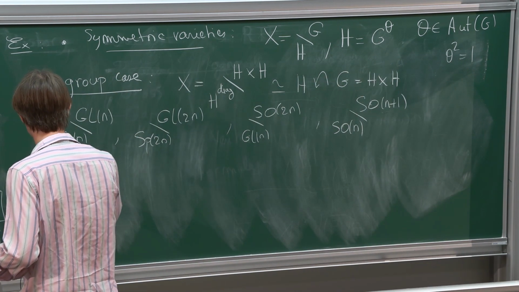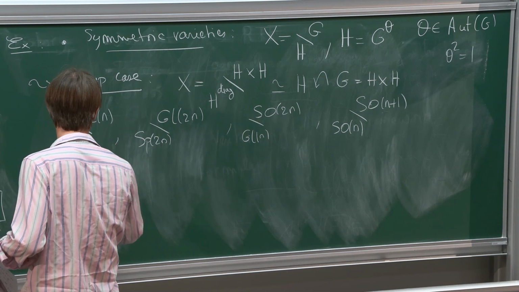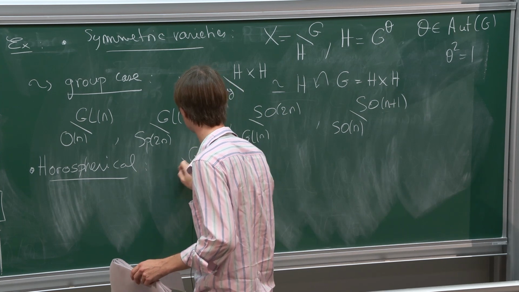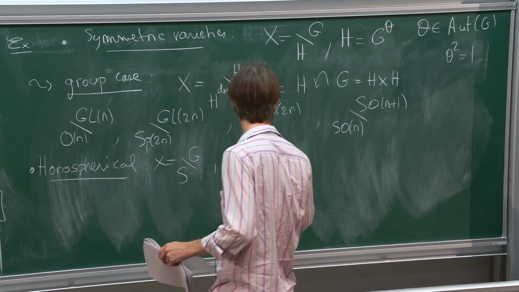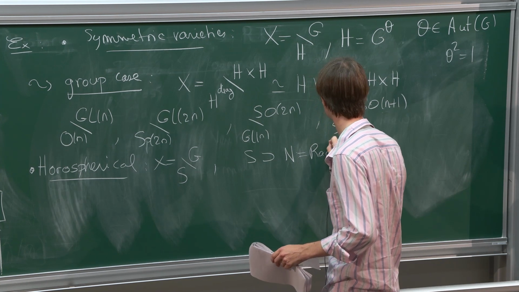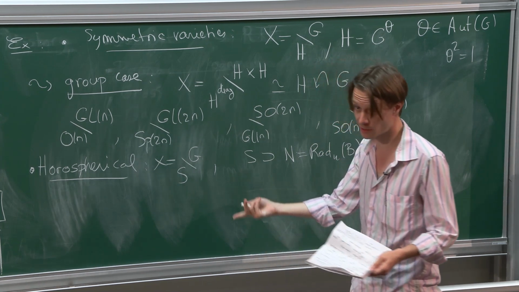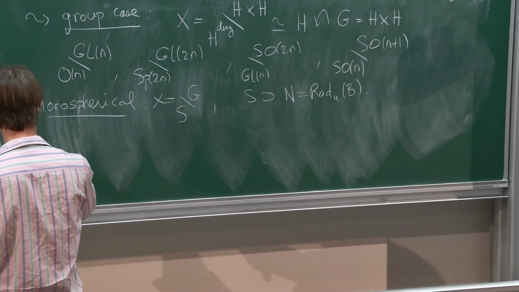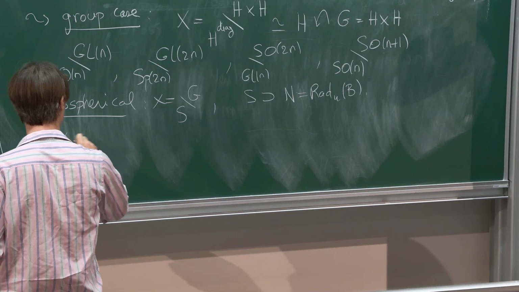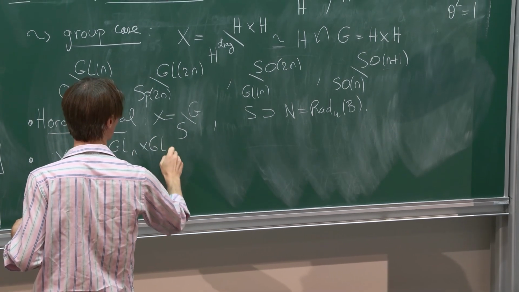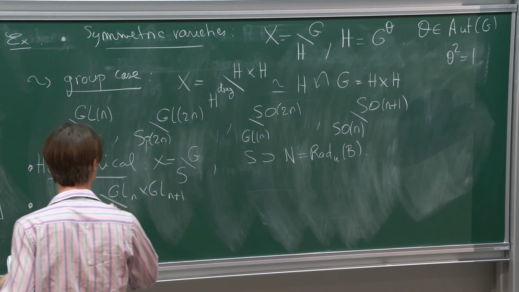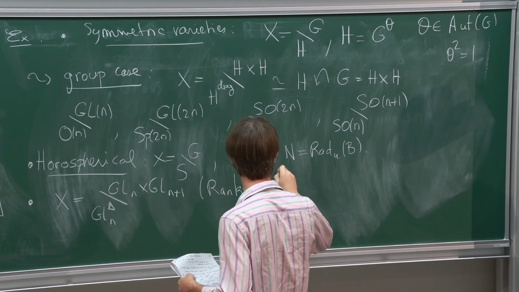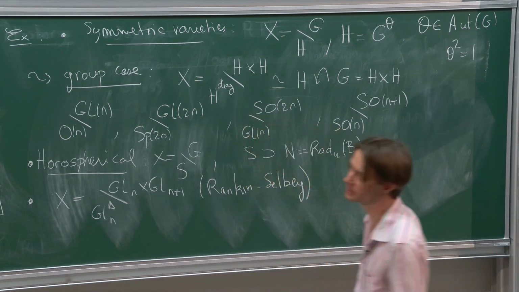Then another source of examples, which will be important for us, are the so-called horospherical varieties, which are of the form G mod S, where S contains the unipotent radical of a Borel. So for example, G mod N. Here are some other important examples. So there is GL_n times GL_{n+1} mod the diagonal copy of GL_n. This is called the Rankin-Selberg variety because this is related to the Rankin-Selberg theory of Jacquet, Piatetski-Shapiro, and Shalika.